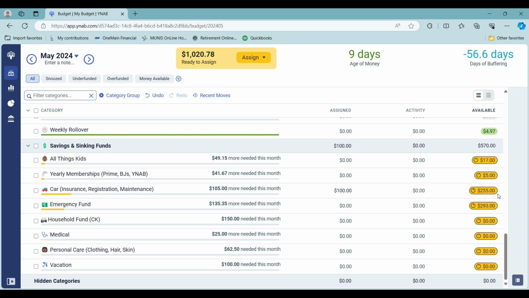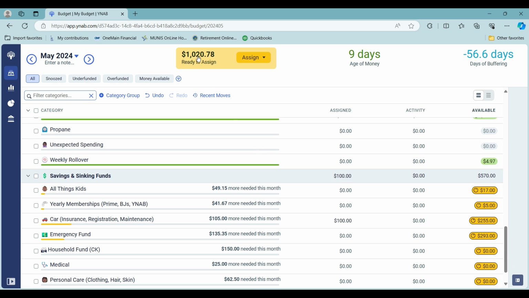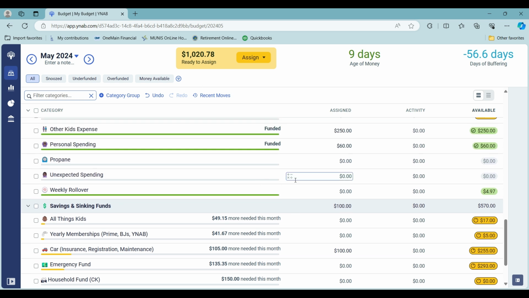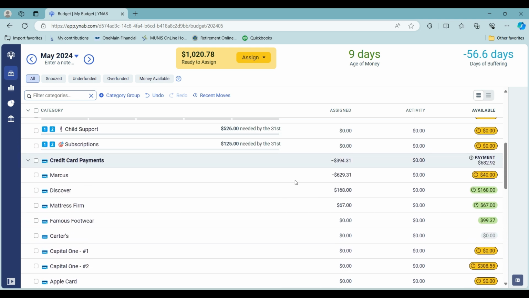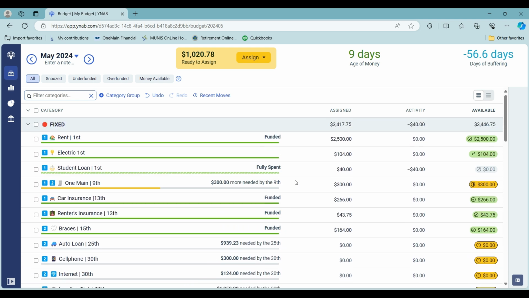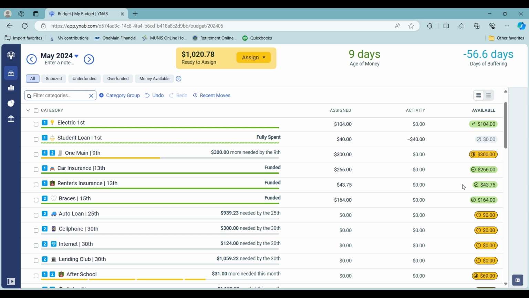Memberships. So I really want to do YNAB for a year. I really do want to do it for a year and kind of eliminate the monthly payments, but I'm not quite sure yet. Vacation, I'm torn with this one because I have $1,020.78 left. Let's just go back up to the top and see what else we could fund for now.